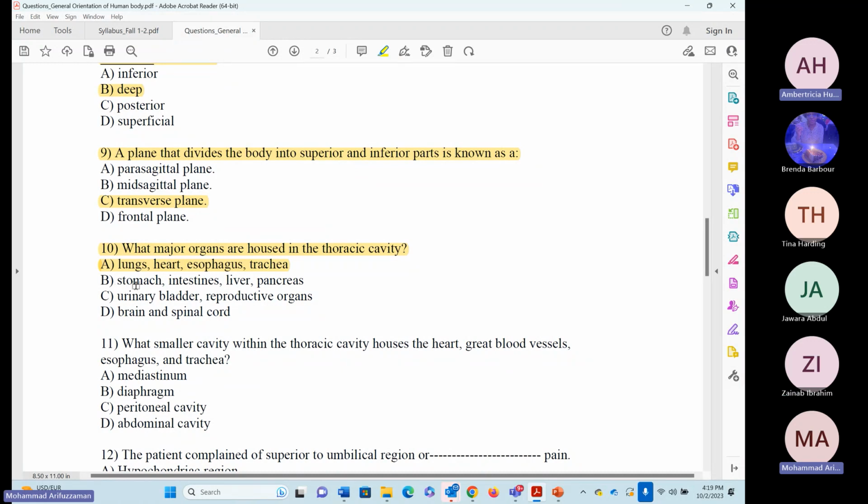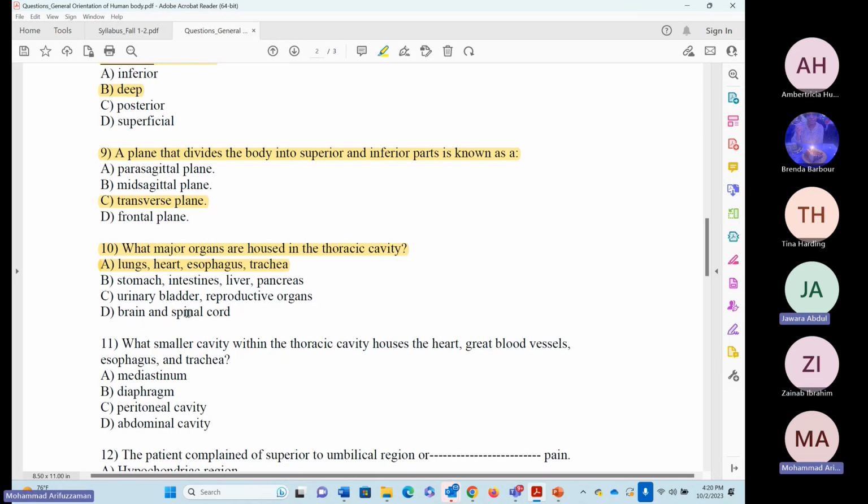So what about the stomach, intestine, liver? Which cavity are they in? The abdominal cavity. And what about the urinary bladder and reproductive organs? The pelvic cavity, correct. And what about the brain? The cranial cavity, good. And what about the spinal cord? The spinal cavity.